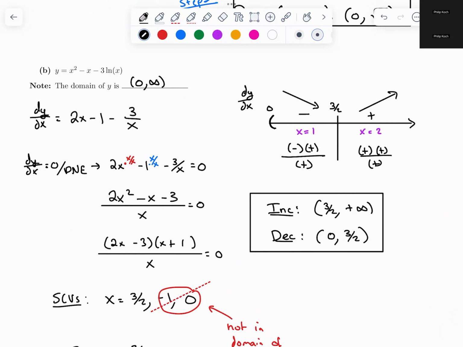John Doe student would like to draw for numbers less than 0, but John Doe student's wrong here. Any questions on that one?